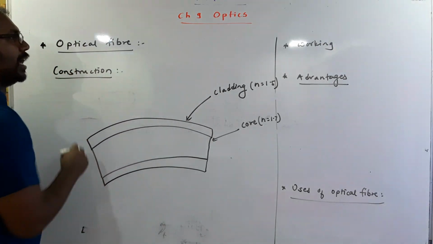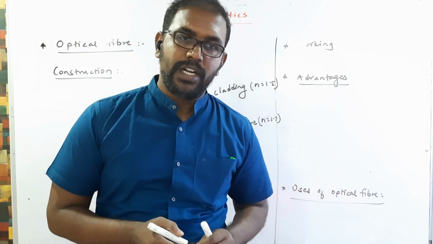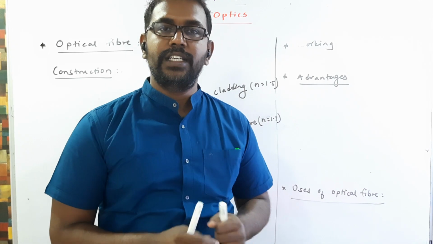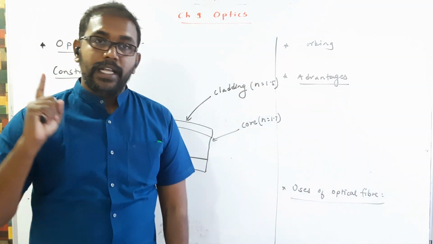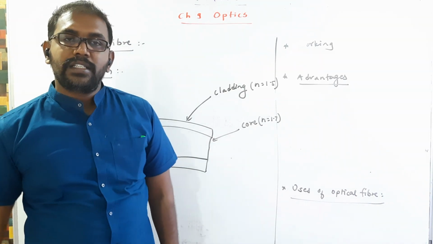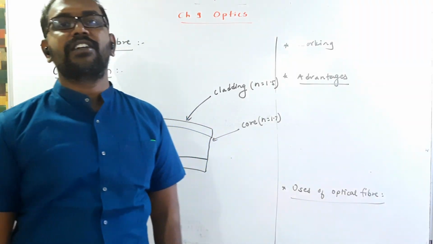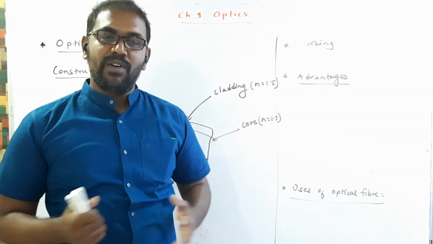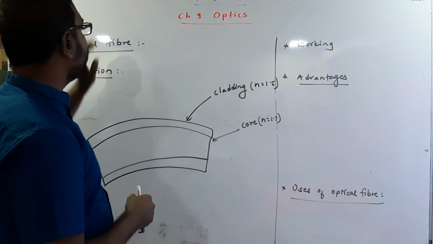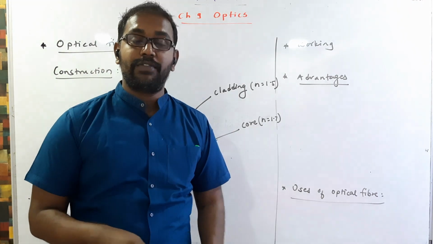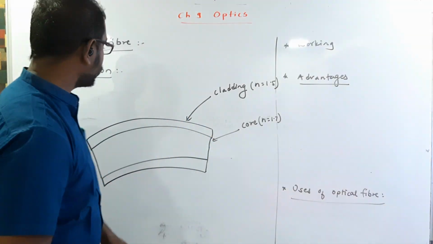Now we learned in the last article, total internal reflection. What are the conditions for total internal reflection? The first condition is that the light ray must travel from denser medium to rare medium, and the second condition is that the angle of incidence in the denser medium must be greater than the critical angle. Then only we can see total internal reflection. Now I told you optical fiber is based on total internal reflection, so these two conditions are very important here.